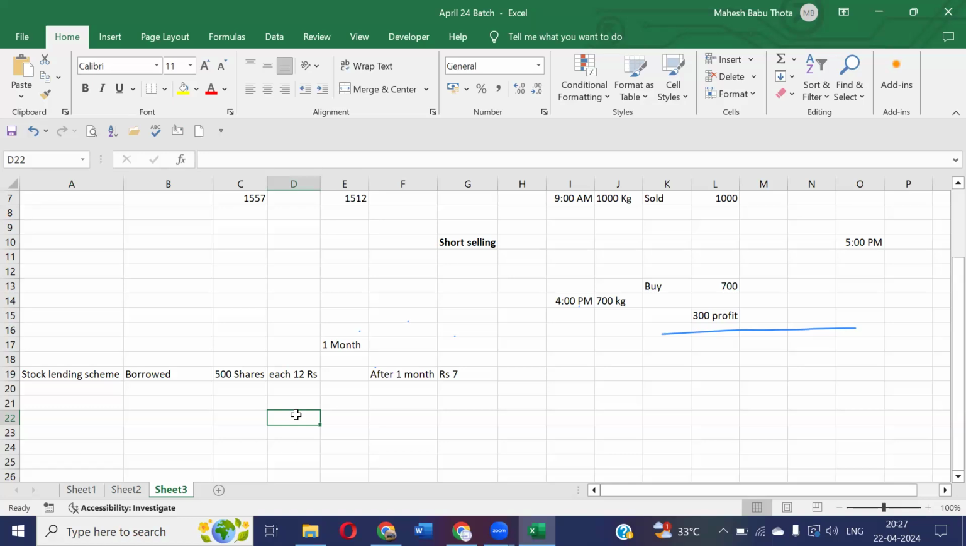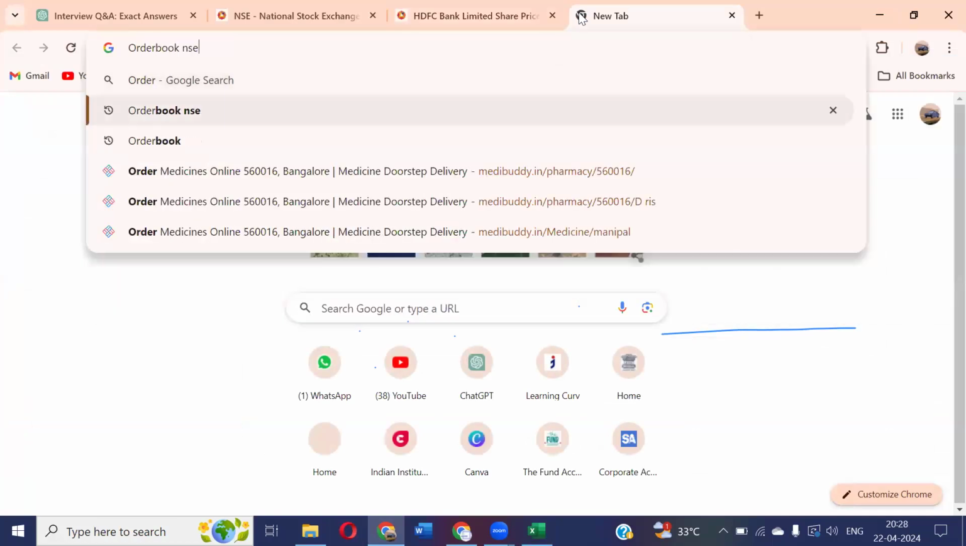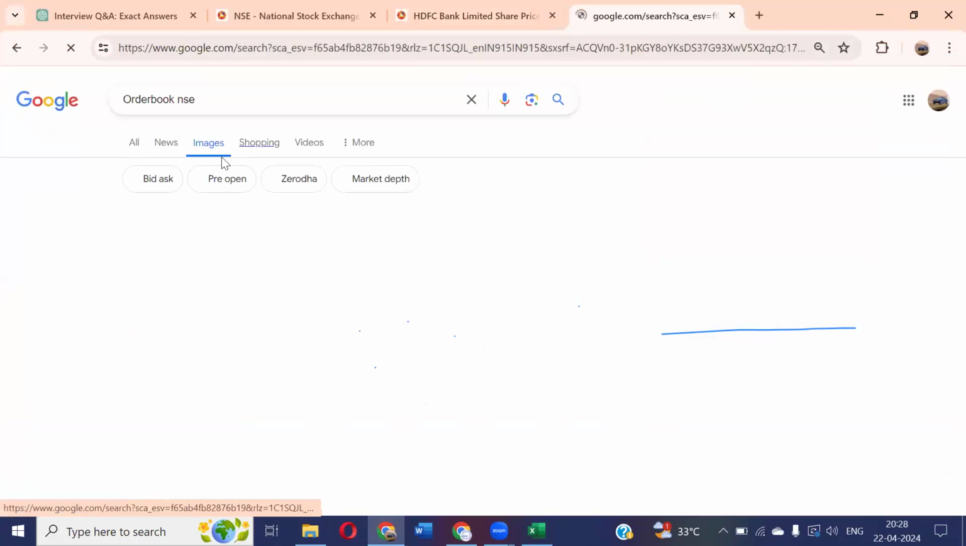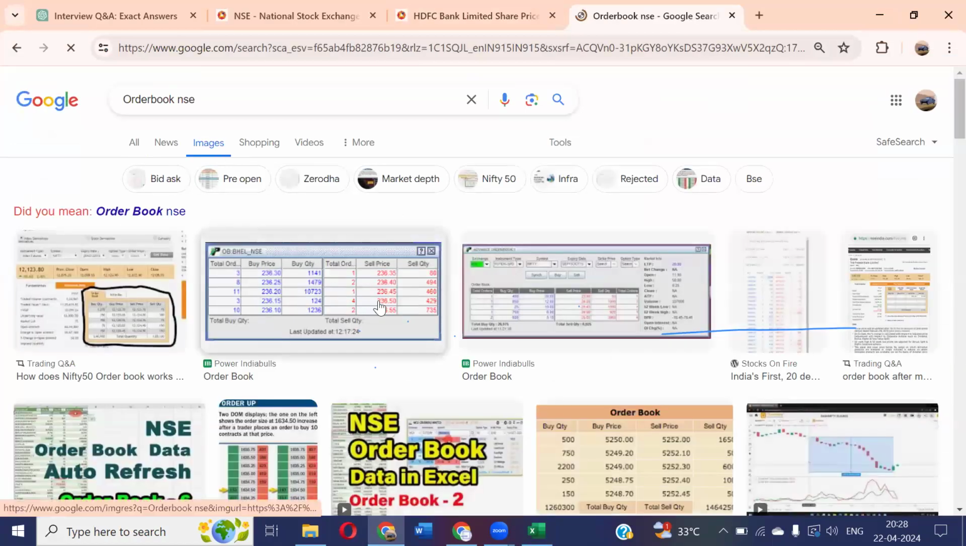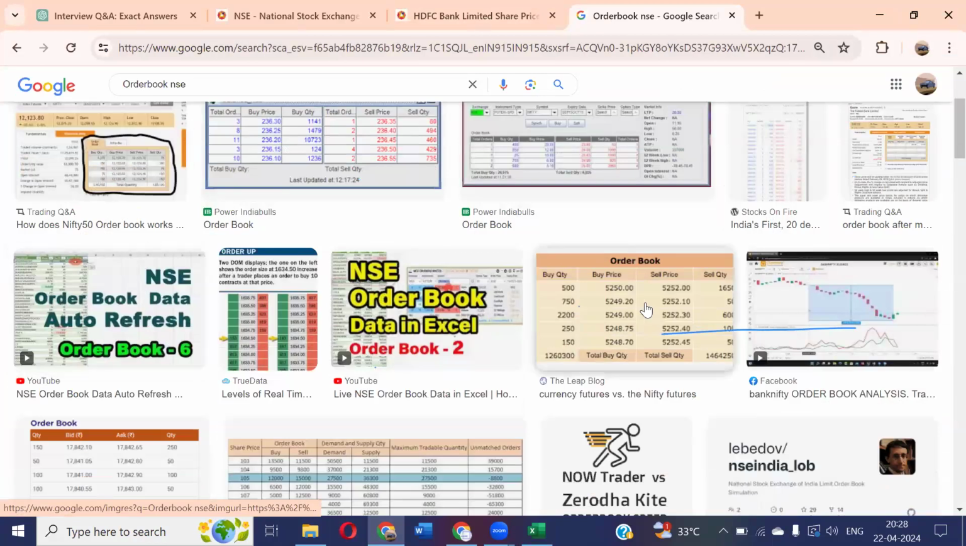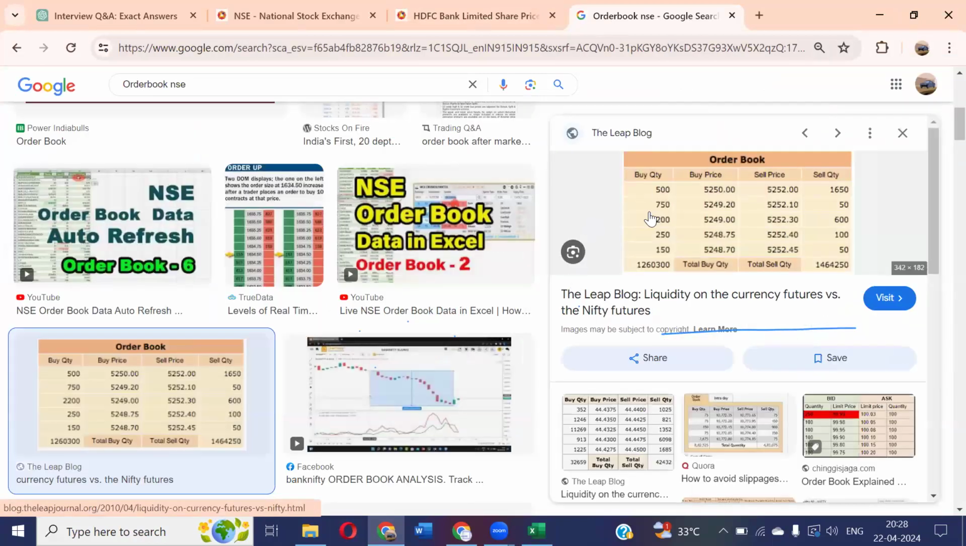Okay, I'll show you the order book. The first concept itself we will discuss is this order book. Do you know what an order book is? This is the order book. What can you see here in the order book? Buying quantity, buying price, selling quantity. The order book is nothing but the top 5 buyers and top 5 sellers, the recent 5 transactions from the buying side as well as from the selling side.